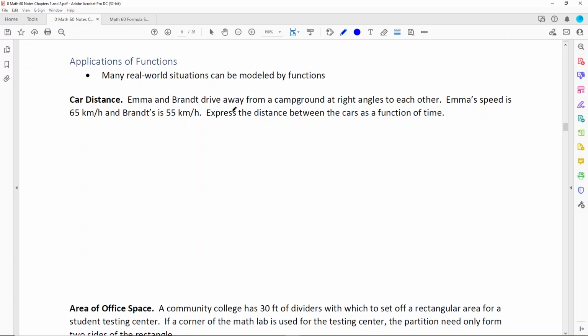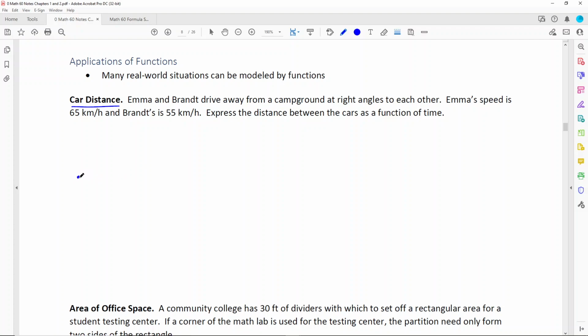But at the end of 1.2, they gave you the equation. And in 2.1, they now want you to come up with the equation for the application. So it's going to give you something like one of the following two. So the first one is car distance. You've got Emma and Brant driving away from a campground at right angles to each other.